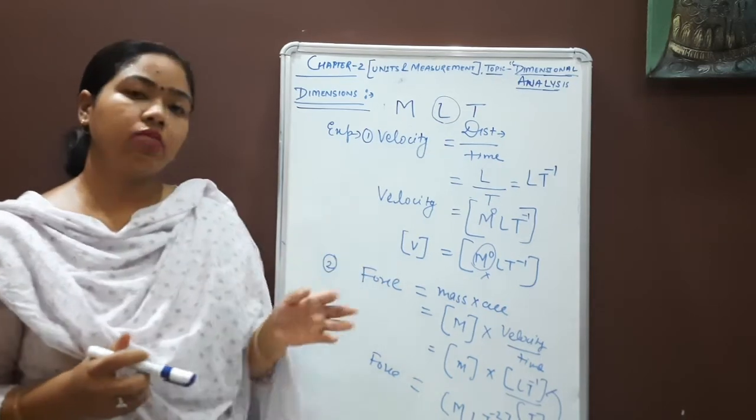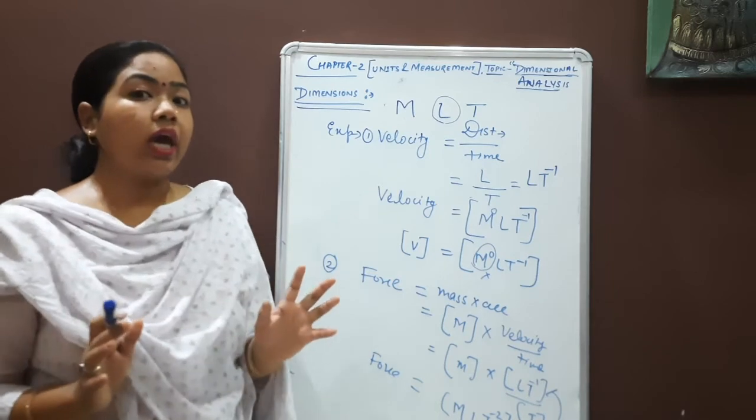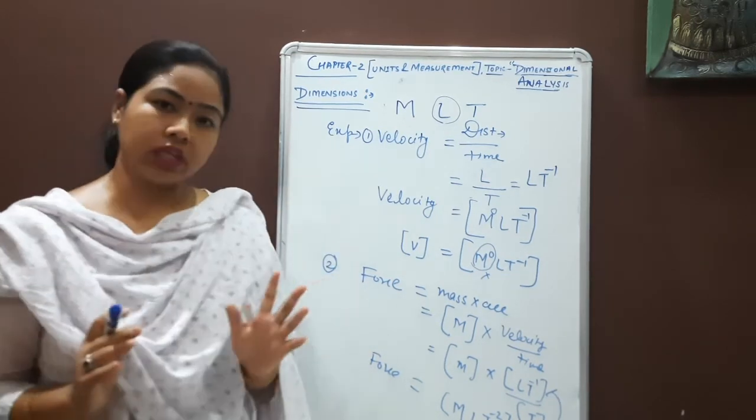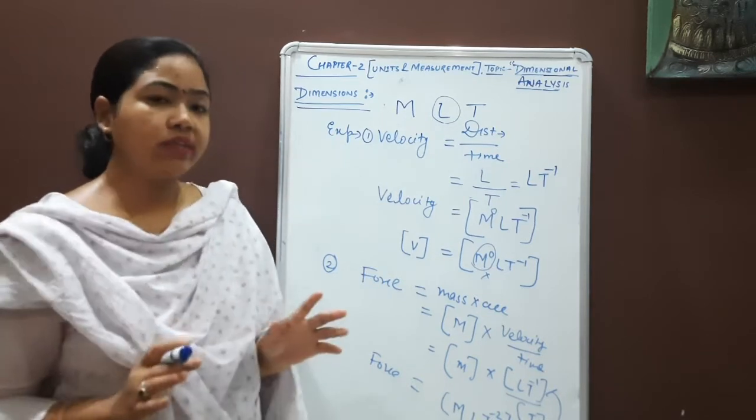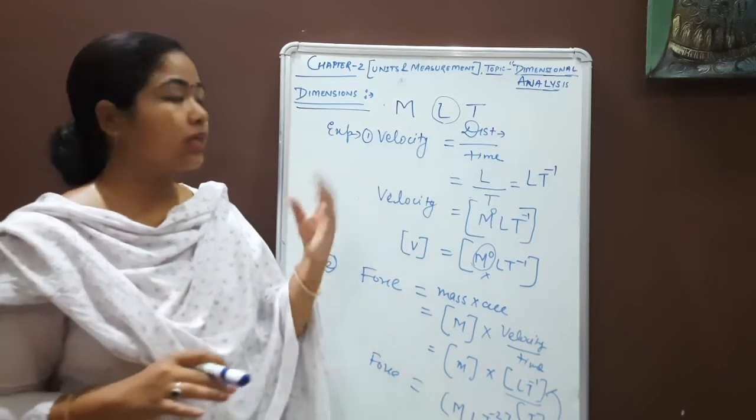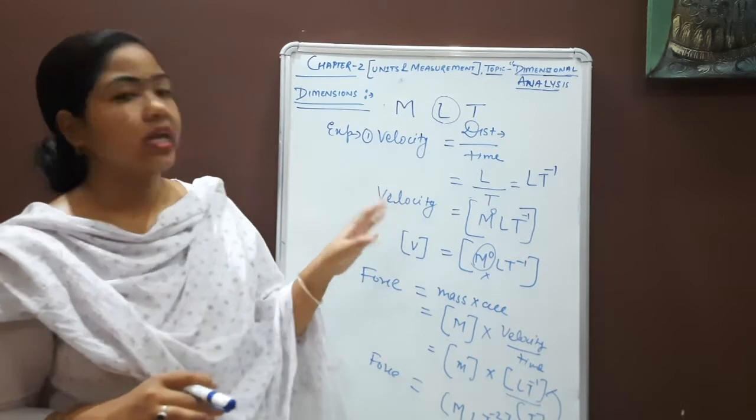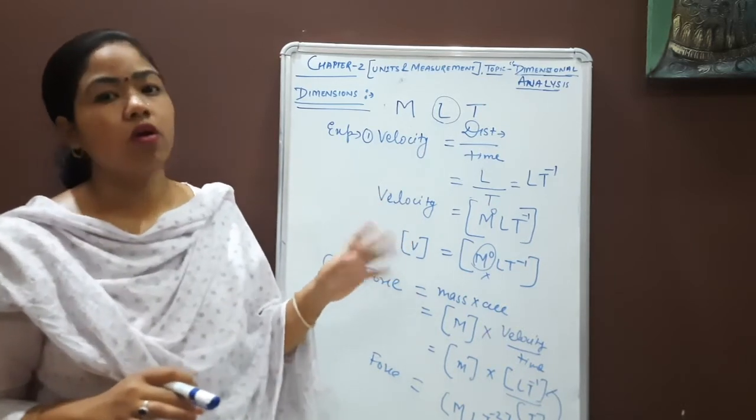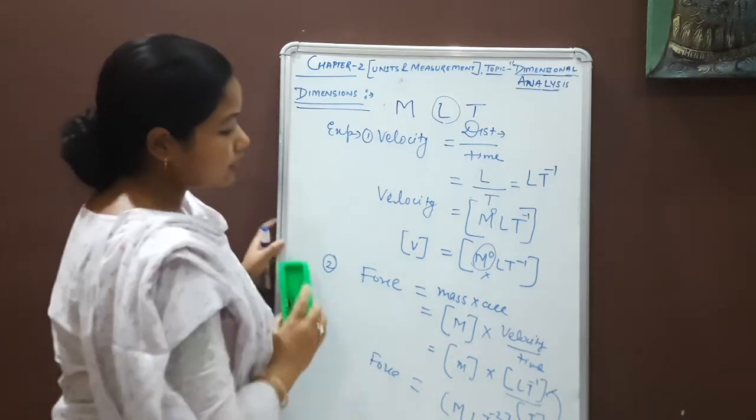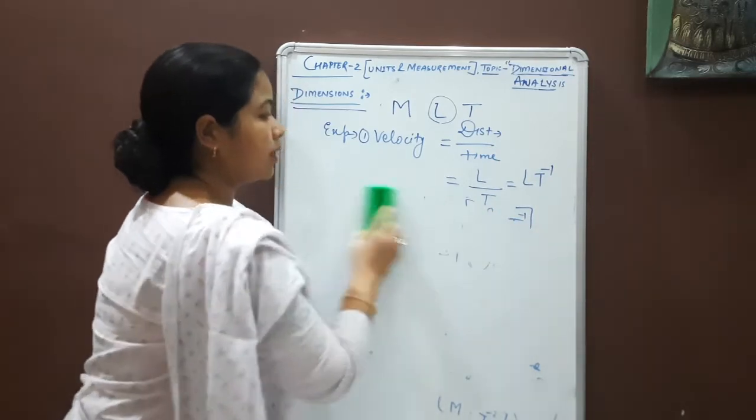Likewise, we can write the dimensional formula for any other physical quantity if we know the basic formulas of that particular physical quantity. The mandatory thing is that we have to know the basic formulas, the basic thing about that physical quantity. Only in that condition are we able to write the dimensional formula or dimensional equation for that quantity. That is all about the dimension of any physical quantity.